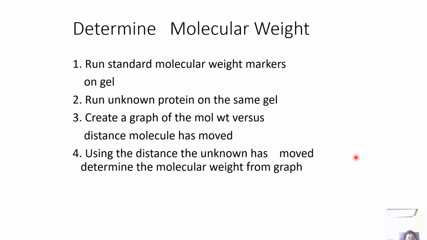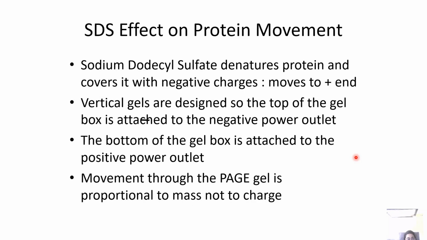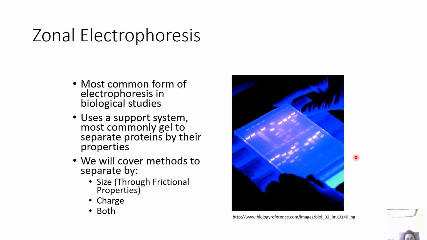And we can run the unknown protein on the same gel and create a graph of the molecular weight versus the distance the molecule has moved. Using the distance the unknown has moved, determine the molecular weight from the graph. That is how it's done. We will not go into Western blot. We have talked about SDS-PAGE in the previous section.